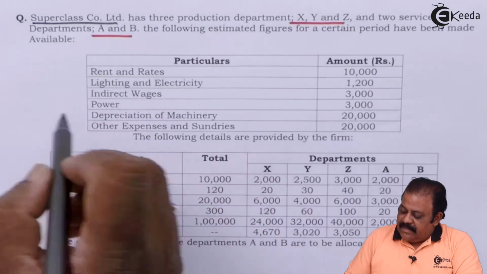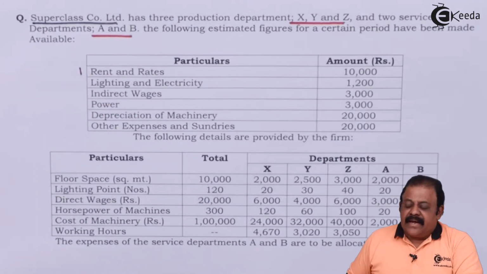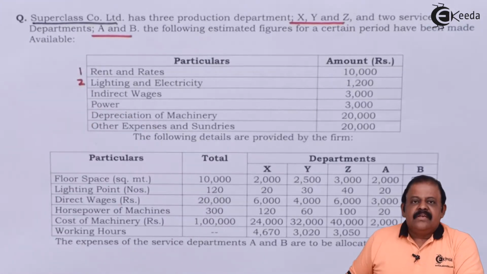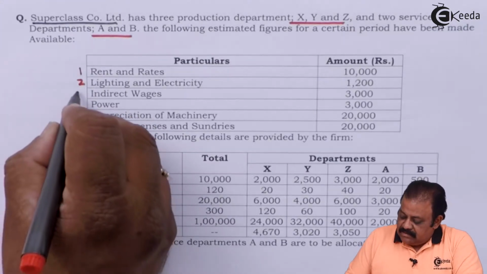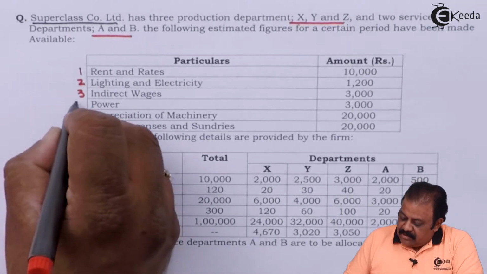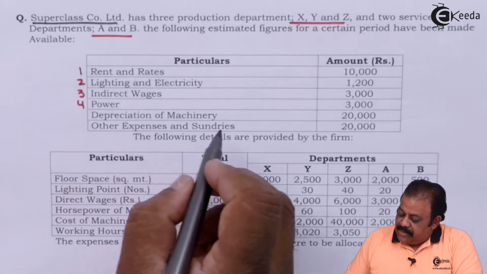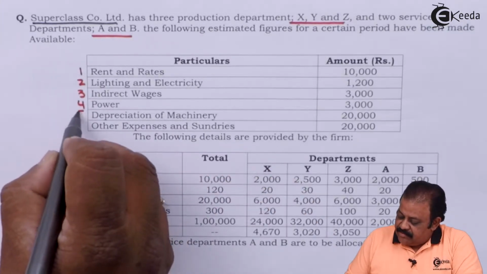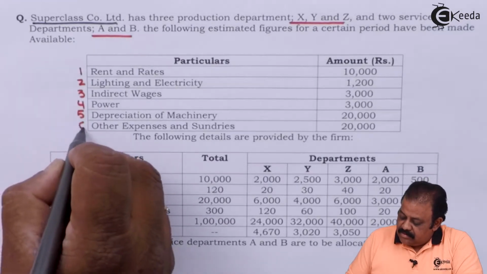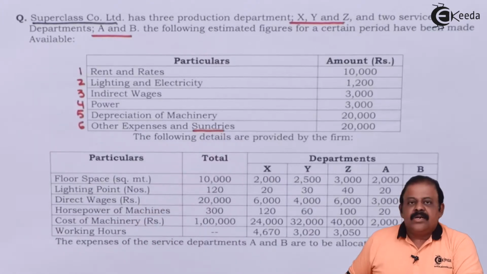Rent and rates, 10,000. Lighting and electricity, 1,200. Indirect wages, 3,000. Power, 3,000. Depreciation of machinery, 20,000. Other expenses and sundries, 20,000.